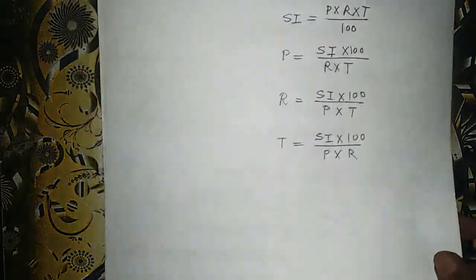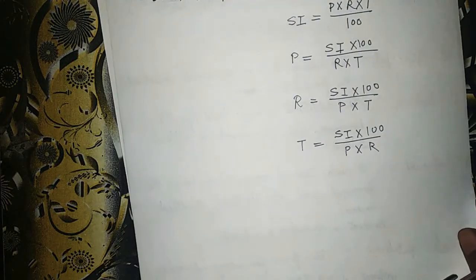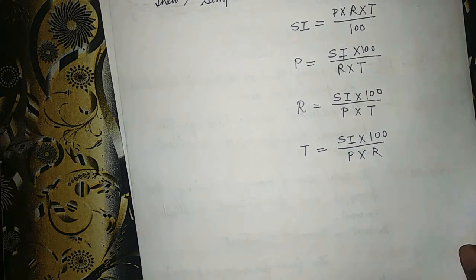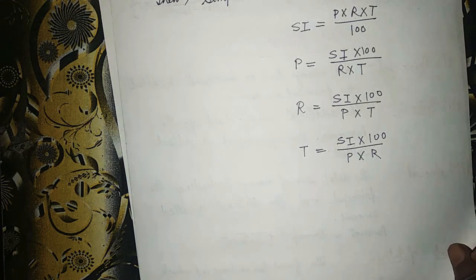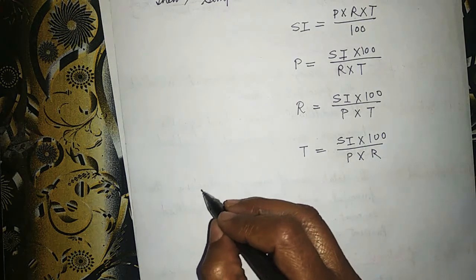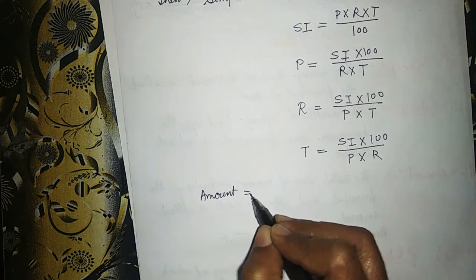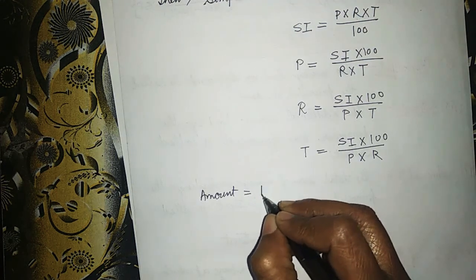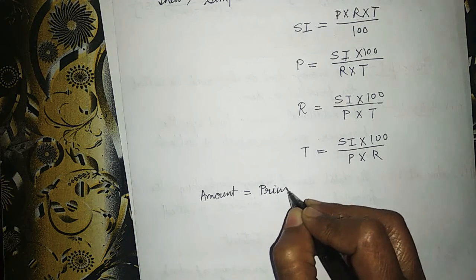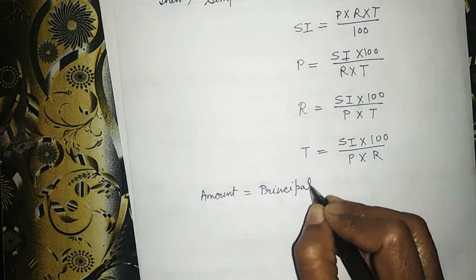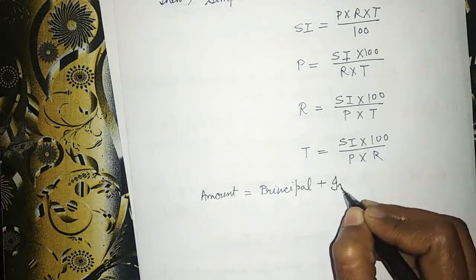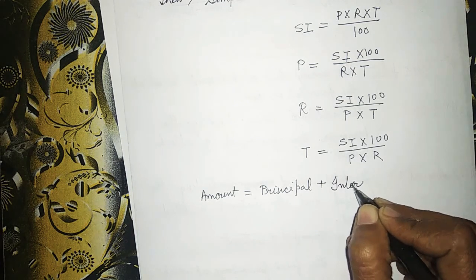And for amount, I have already explained you a formula. For amount, you know the formula, which formula we have to use. For amount, we can use this formula, principal plus interest.